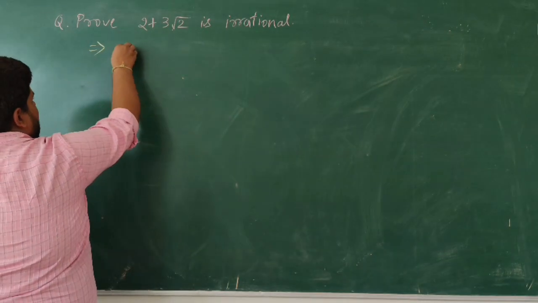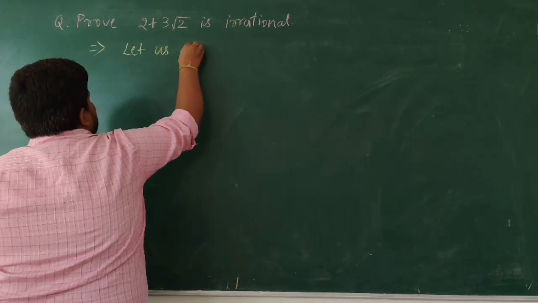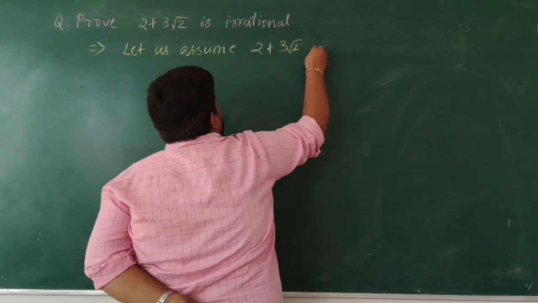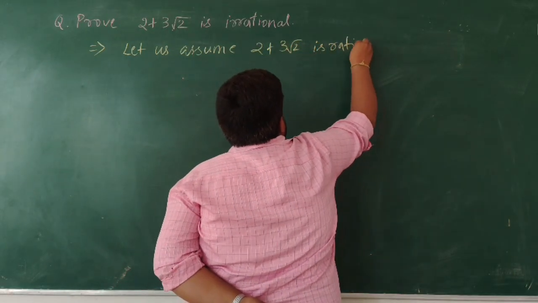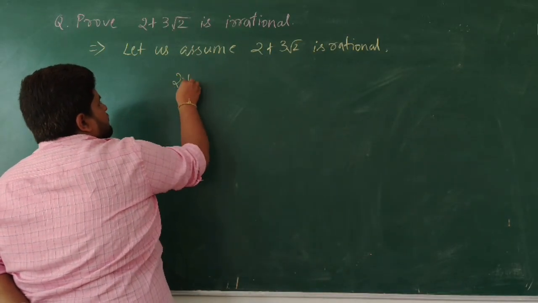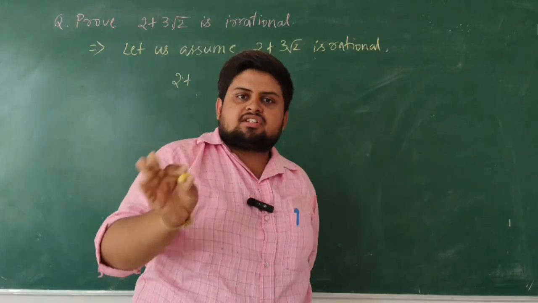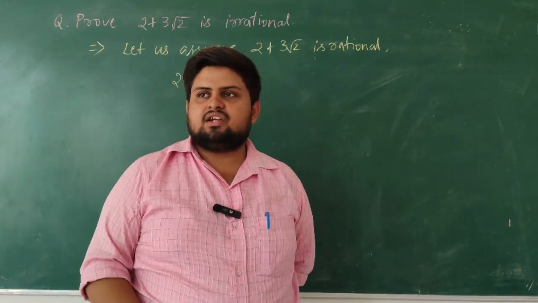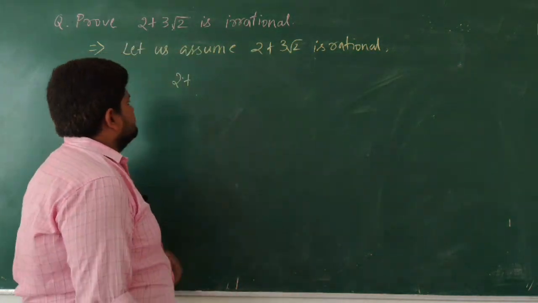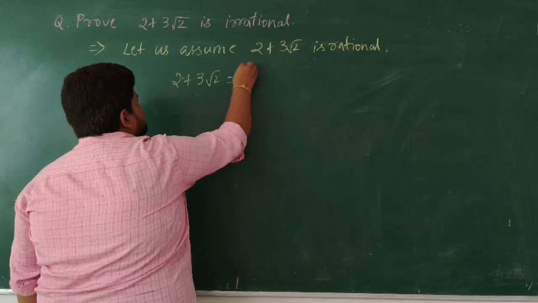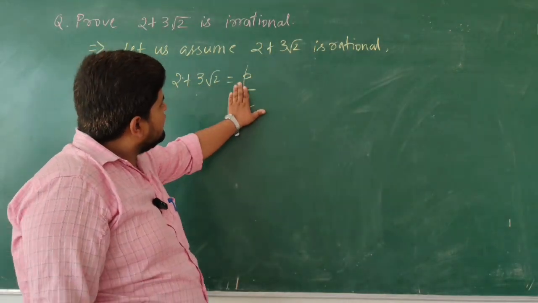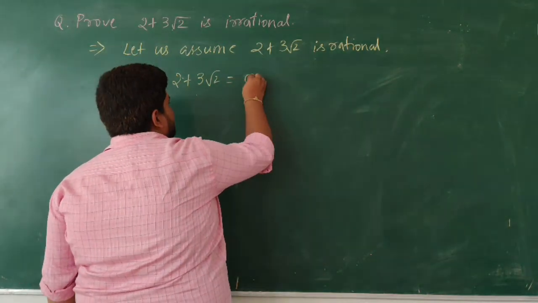We'll do the same steps which we followed. Let us assume 2 plus 3 root 2 is rational. Then, if it is a rational number, 2 plus 3 root 2 should be written in the form of P by Q, where P and Q are integers, where P and Q are co-primes. So, in this case also we are going to assume the same. 2 plus 3 root 2 is equal to P by Q. If you are having problem with this P by Q form, you can also write it in the form of A by B, which is not wrong at all.